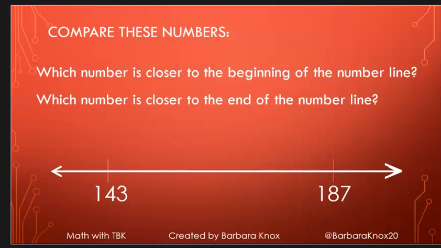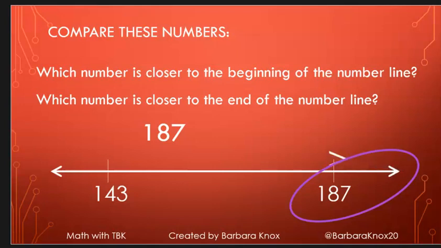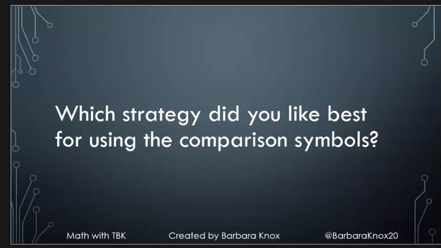However, if I start my inequality with the greater number, which is 187, I need to use the symbol from the right side of the number line. In this case, 187 is greater than 143. Which strategy do you like best for using the comparison symbols?